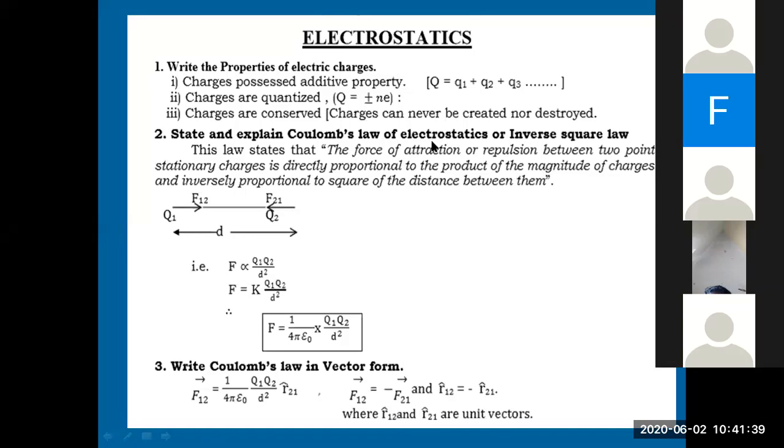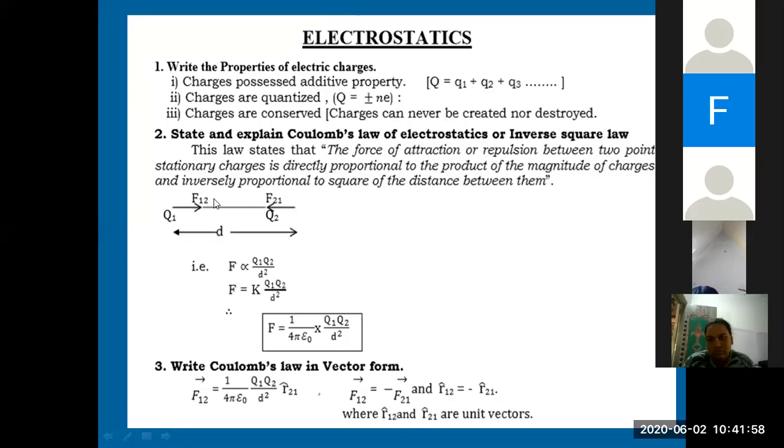I'm repeating it. Force of attraction or repulsion. Learn that as your first point. Between 2 point stationary charges. That's your second point. Third point, it should be directly proportional to the product of magnitude.